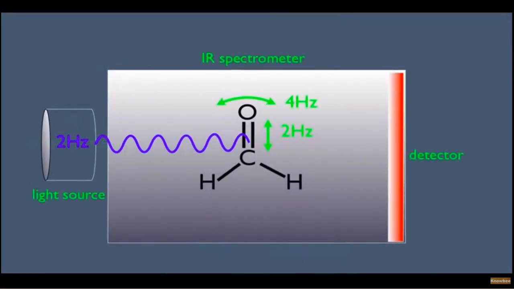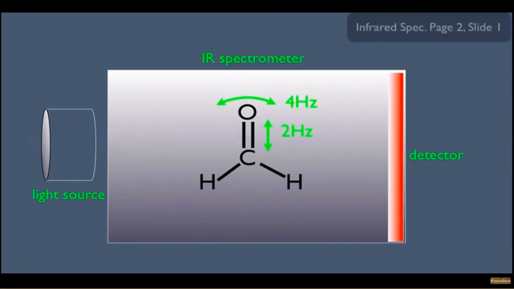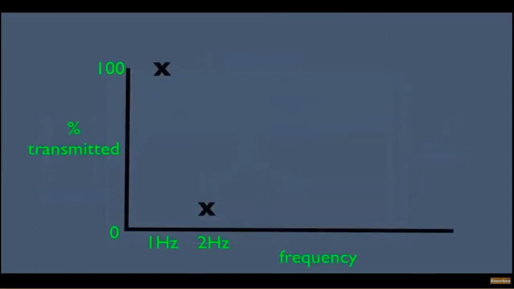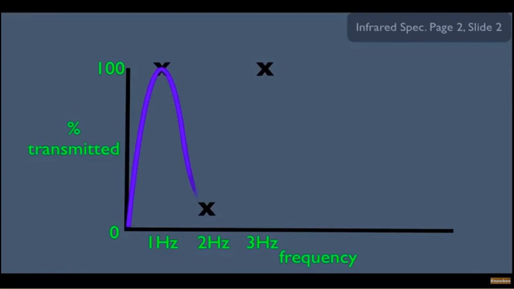Now, let's go back to our machine here. Let's now take our light source and set it at this time 3 hertz. Think about what we just learned here. If this molecule stretches at 2 hertz and wags at 4 hertz, then when we shine the 3 hertz frequency light, it should go right through it. There simply is no match in this case. And the detector therefore would say 100% of the light transmitted through the molecule. So again, going back to our graph right here, we would see that this would be the graph at 3 hertz frequency, 100% transmitted. Now, while we're here, let's do this. Let's connect these dots. This is what we would have.